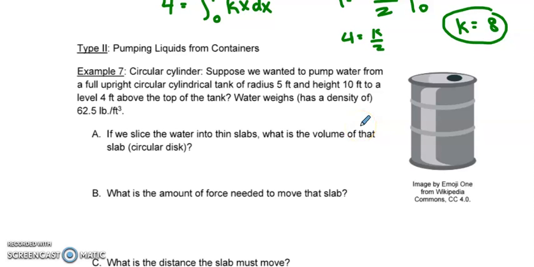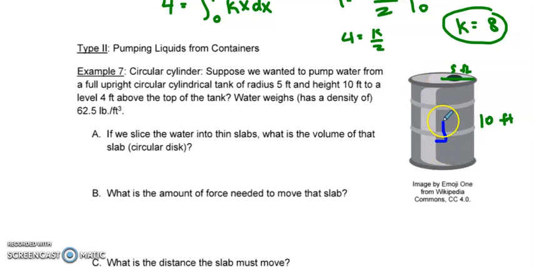All right, now we're going to do another type of variable force problem, which is when we take a liquid and we pump it out of a container. So we're starting here with a circular cylinder container, and we're pumping water out of this circular cylindrical tank. And we're being told it has a radius of 5, so I'll go ahead and draw that in, radius of 5 here. And it has a height of 10, and these are in feet, so 5 feet, 10 feet. And we're pumping up to a level that is 4 feet above the tank.